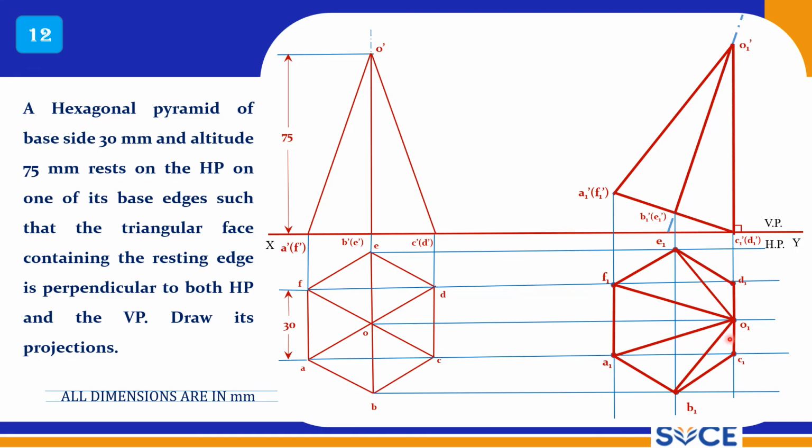Now you see OCD is the triangular face which is perpendicular to VP, and OCD is the triangular face which is perpendicular to HP. So the given condition is satisfied. So this is how we should proceed in these types of problems. In the next session we will see more problems.